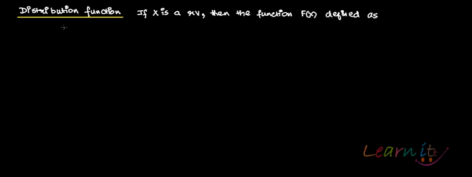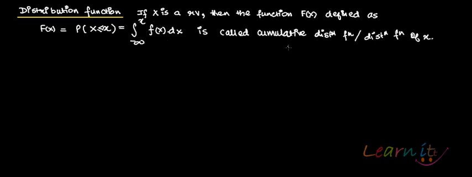Distribution function. If x is a random variable, then the function F(x) defined as F(x) = P(X ≤ x) = the integral from minus infinity to x of f(x) dx is called the cumulative distribution function or distribution function of x. As you could see here, we have to find the probability that this random variable will be less than or equal to this value of x.